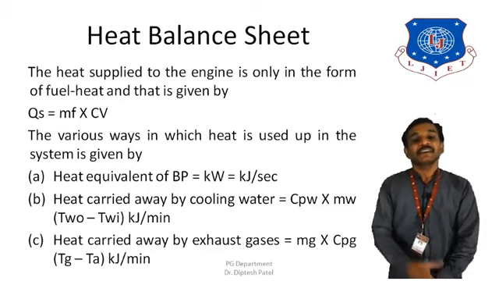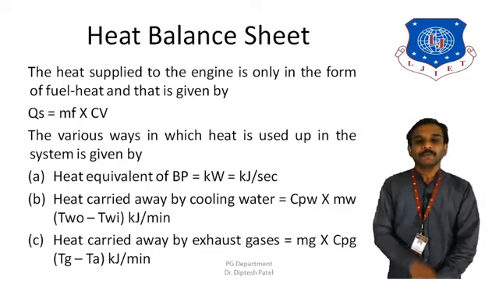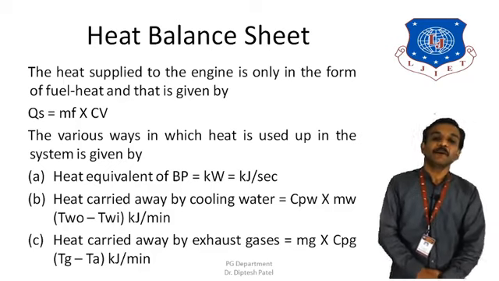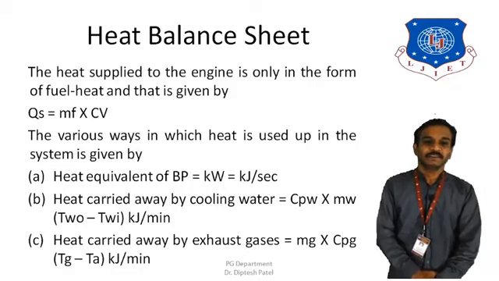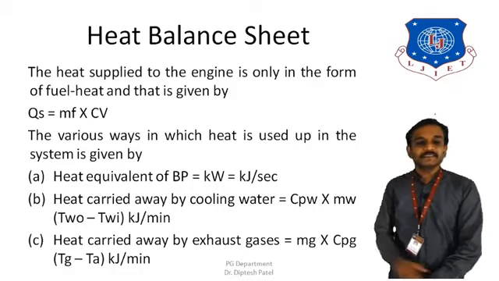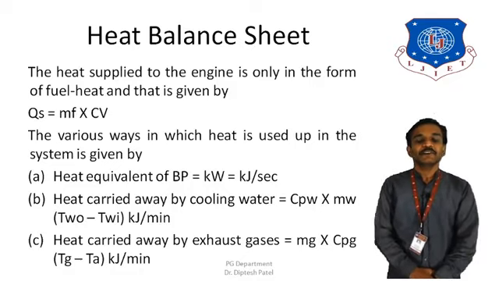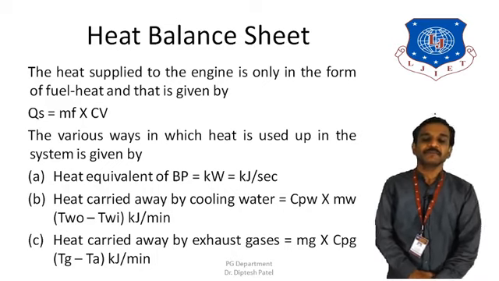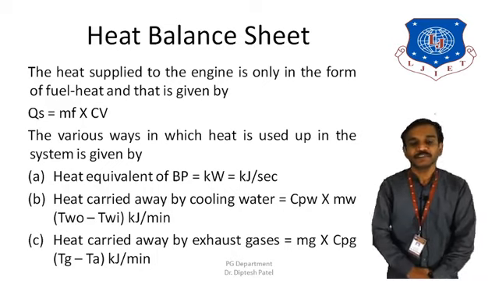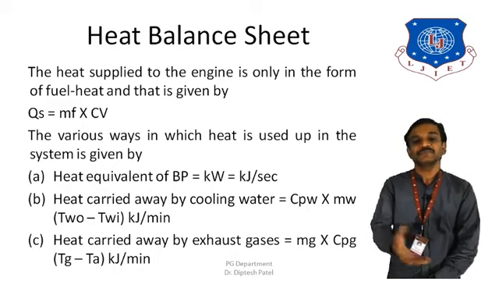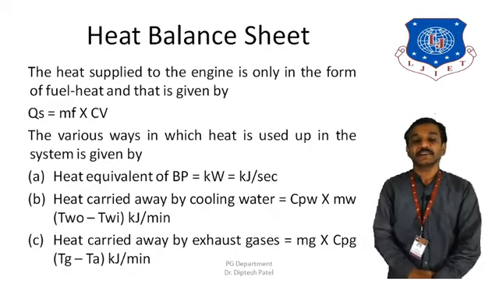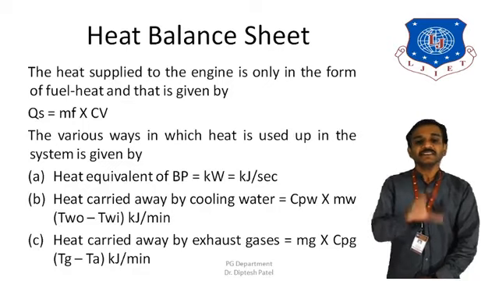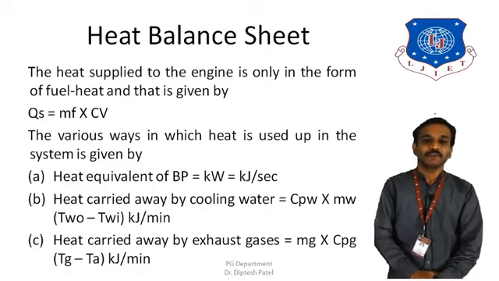Now here is the heat that is being used up, right? On the other hand, we need to put the amount of heat that is being used up by the various components. So the first one is heat equivalent of brake power. Here we need to calculate the brake power, and the simple formula is 2 pi N T divided by 60. You can use this formula to calculate the brake power if these variables are known, right? So this is how you can calculate the heat equivalent to brake power.